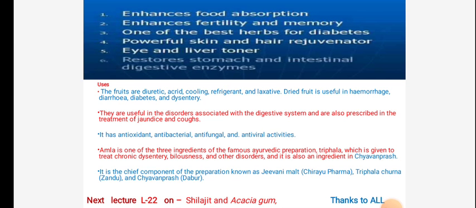Amla is one of the three ingredients in Triphala Churna, and it is also used in Chyawanprash, right? And lastly, it is a chief component of preparations known as Jivan Malt, Chirayu Pharma, Triphala Churna, and Chyawanprash by Dabur. So this is all about your amla fruit. Next part we will see in the next lecture.